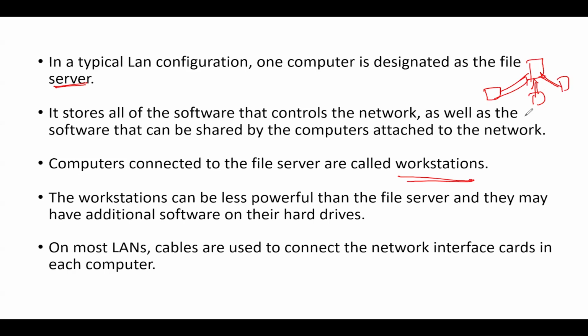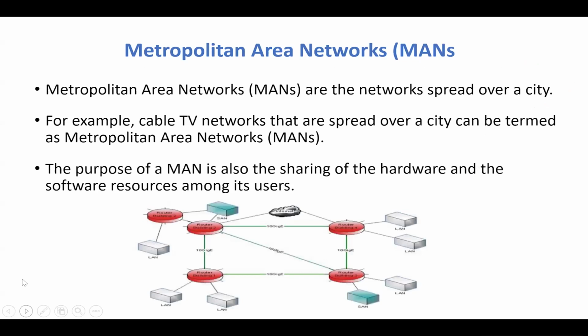So on most LANs, cables are used to connect the network interface cards in each computer. All right. So since it is a local area network where they are not geographically apart from each other, they are on the same floor. Usually they will be connected through wired cables. There is a possibility that some things are connected through wireless also. That is also possible. They can also be called a local area network. All right. So basically in a local area network, the systems are close to each other. There will be a centralized server and there will be workstations connected to it.